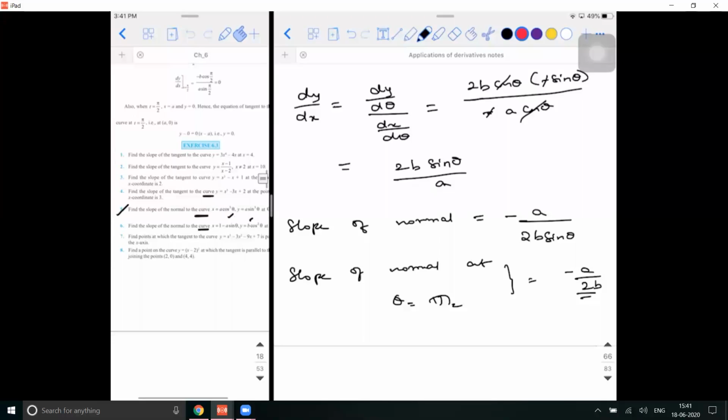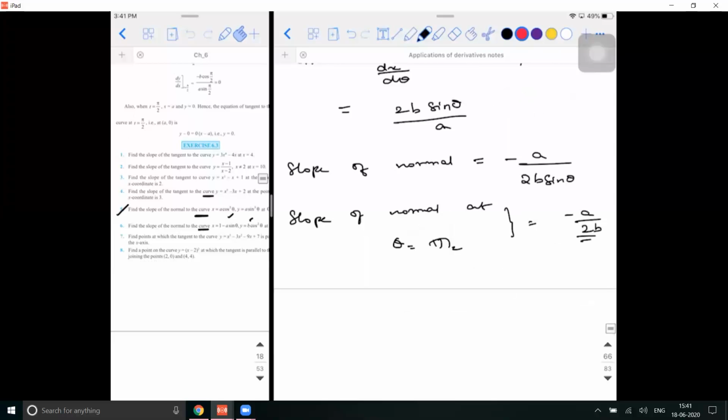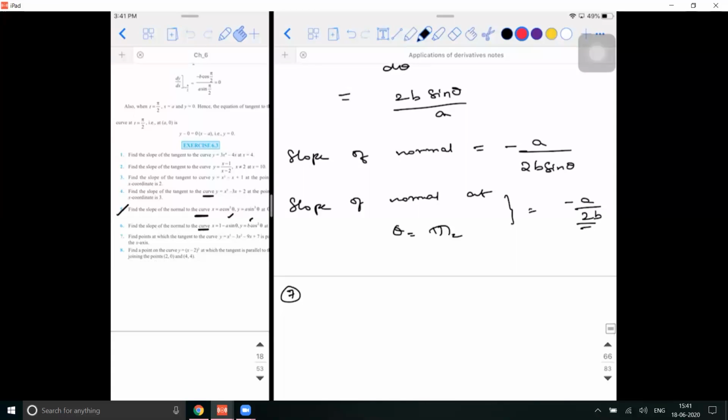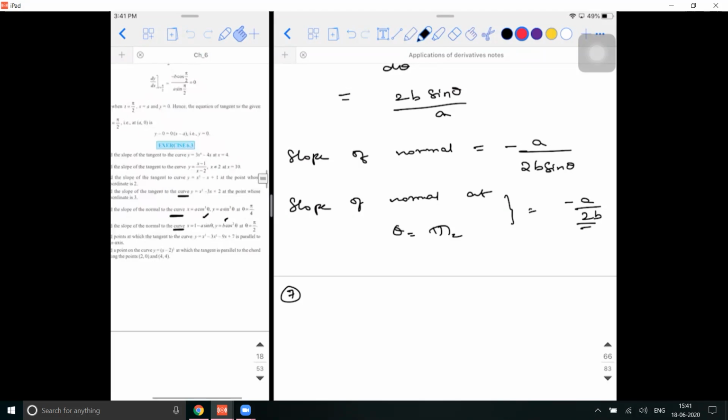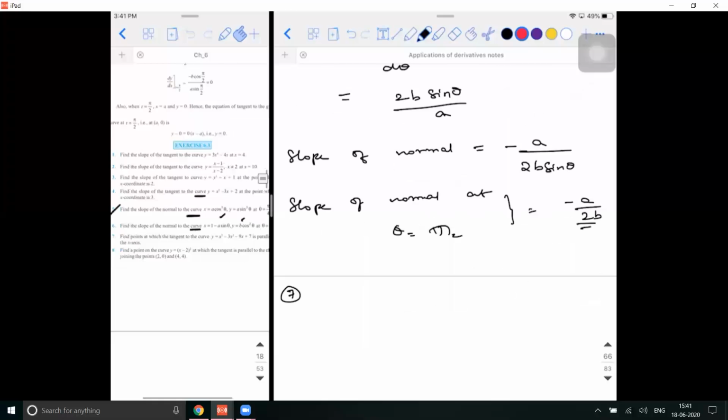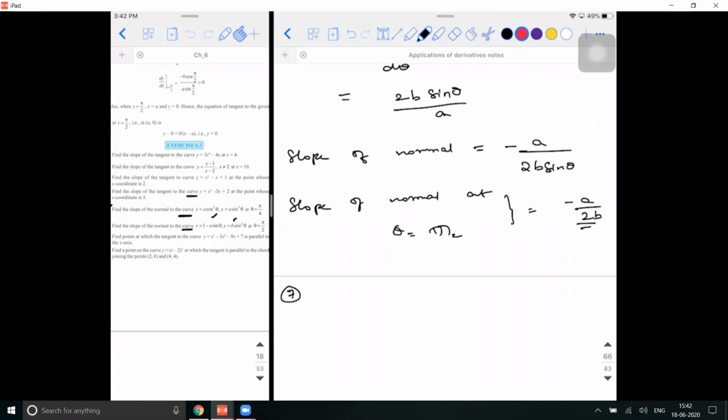Right? So we'll go to the 7th one now. See, 7th onwards, there will be some different ways of questioning. So observe. Find the points at which the tangent to the curve y is equal to x cube minus 3x square minus 9x plus 7 is parallel to x-axis. So what do you mean by parallel to x-axis? Slopes are equal. Slope is 0.